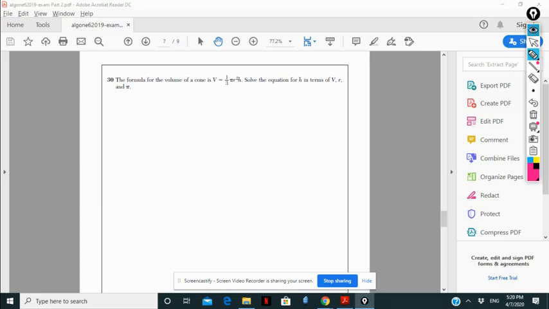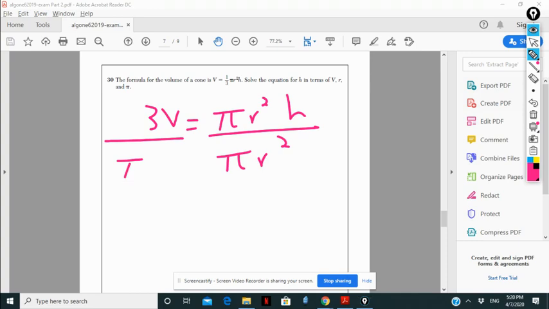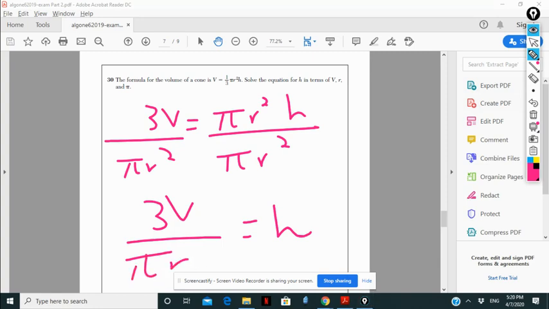Question number 30. You want to change the formula in terms of h. So the first thing, I'm multiplying both sides by 3. So 3v equal to pi r squared h. After that, I divide by pi r squared. So in that case, h equal to 3v divided by pi r squared.